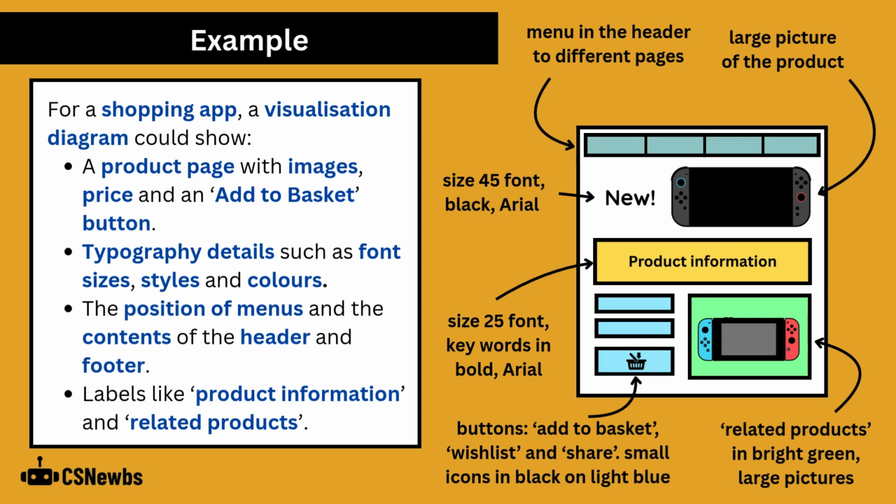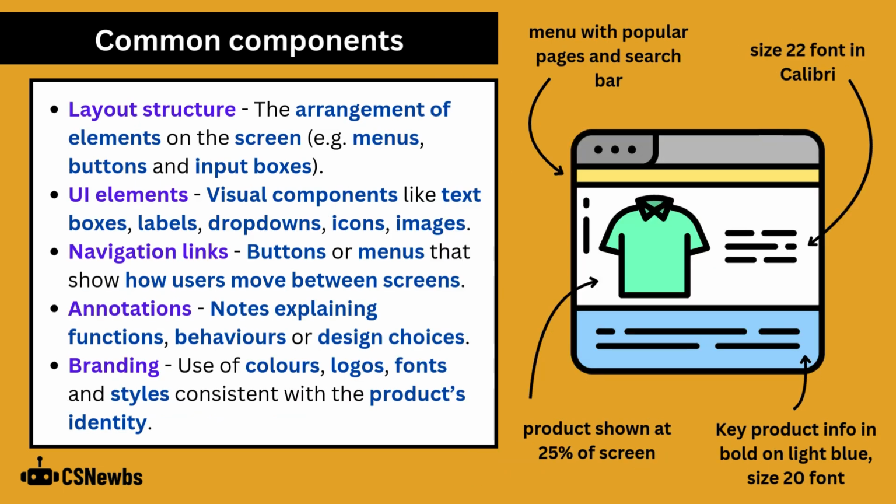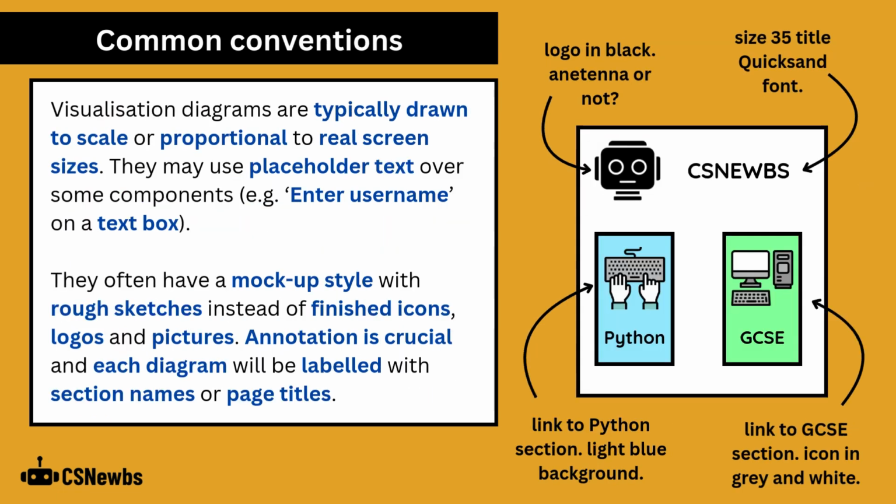one page to another. Common components of visualization diagrams include the layout structure, which is the arrangement of elements on the screen such as menus, buttons, and input boxes. There's also user interface elements, which are the visual components like text boxes, labels, drop-downs, icons, and images. There should be navigation links, which are buttons or menus that show how users move across screens. Then there's annotations, which are notes explaining functions, behaviors, or design choices. And finally, branding, which is the use of colors, logos, fonts, and styles, which are consistent with a product's identity.